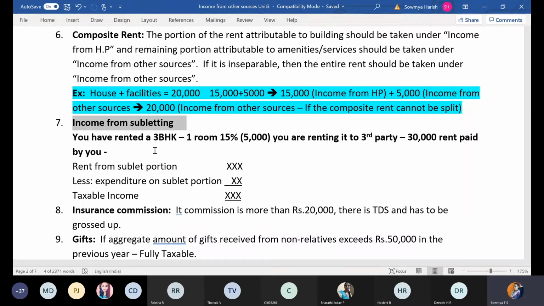Yes, ma'am. Then coming to gift. Remember we had discussed about these gifts, how we charge to tax. So what was the provision with regards to gifts? How was it taxable? Remember?